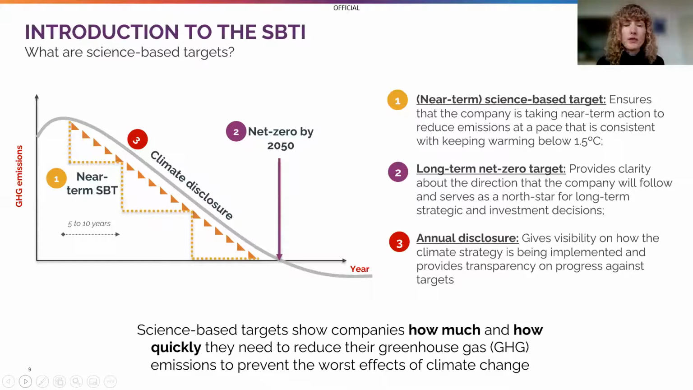These are a newer type of target from the initiative, just been launched late last year, and they serve as a North Star. And I think we know that all companies will need to be achieving net zero by 2050. Finally, just a third point on this slide, that we need companies to be disclosing their emissions on an annual basis when they're setting any kind of science-based target. And that's to allow for progress tracking against the target and for increased transparency for stakeholders.